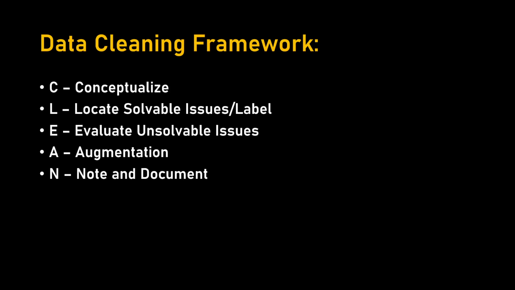With L, it means to locate solvable issues or label data. By locating solvable issues, it means to clean the data, to take care of the null values, to take care of the missing values, to take care of the issues with non-essential columns, etc. In the case of machine learning models, it means to label the data properly. By E, it means to evaluate unsolvable issues. That means there are certain times where some columns do not make logical sense with the data which is provided. So it is on the analyst or the machine learning engineer to remove or omit or to replace the data with permissible data.